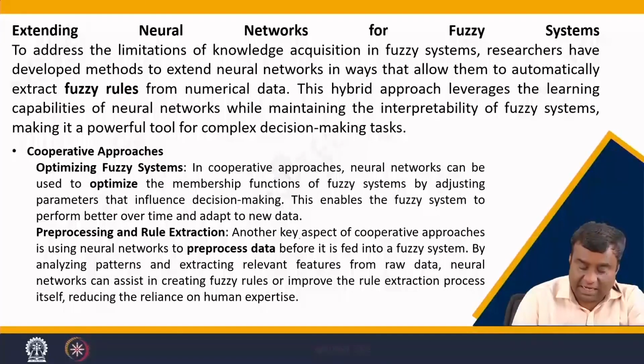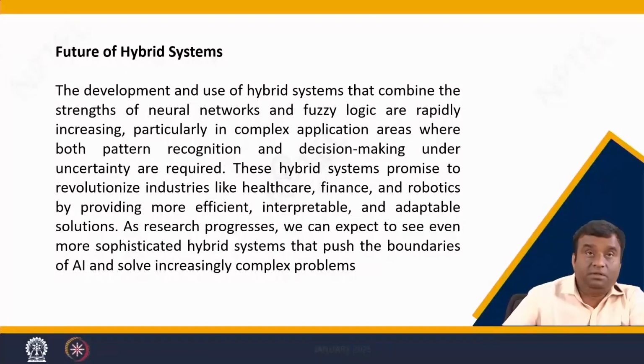Pre-processing and rule extraction. Another key aspect of cooperative approaches is using neural networks to pre-process data before it is fed into the fuzzy systems. By analyzing patterns and extracting relevant features from raw data, neural networks can assist in creating fuzzy rules or improve the rule extraction process itself, reducing the reliance on human expertise.